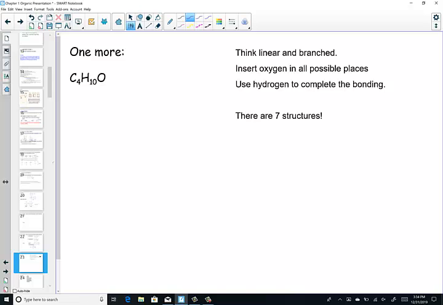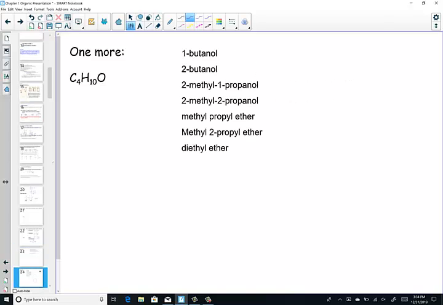C4H10O. This one will challenge you because there are 7 structures to draw. Pause the video and see if you can't figure out 7 different ways to hook 4 carbons, 10 hydrogens, and an oxygen. And come back when you're ready to check. Well, let's compare some to see if we come up with the same answer.